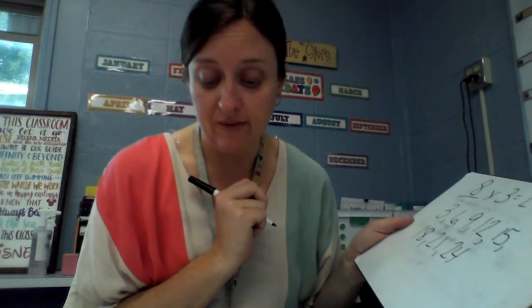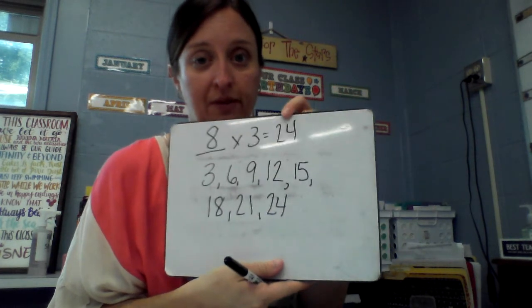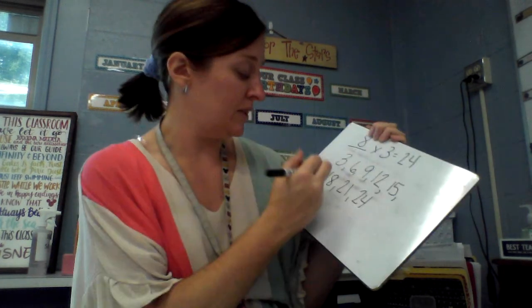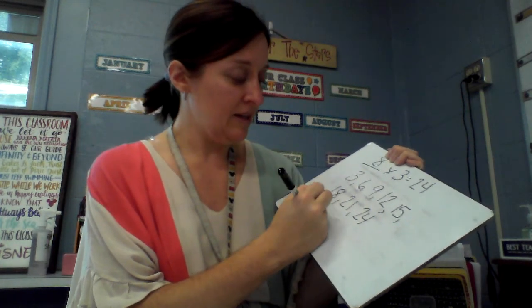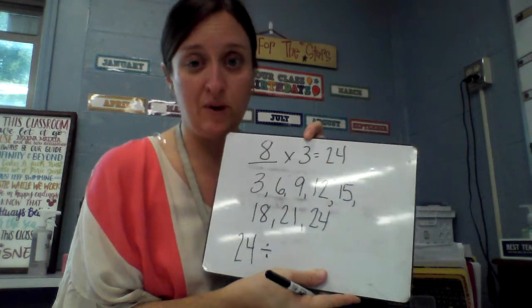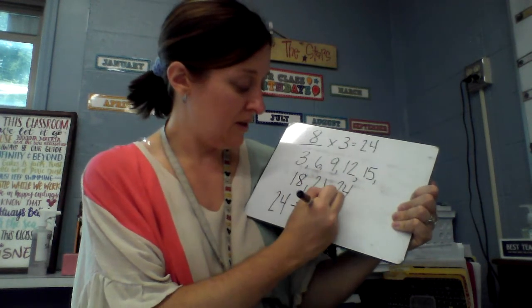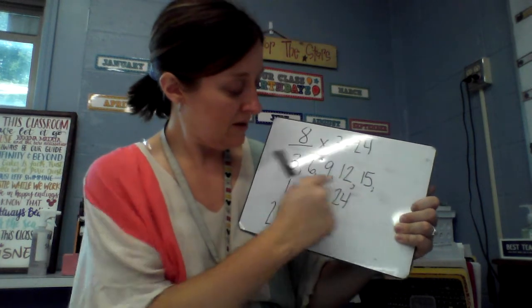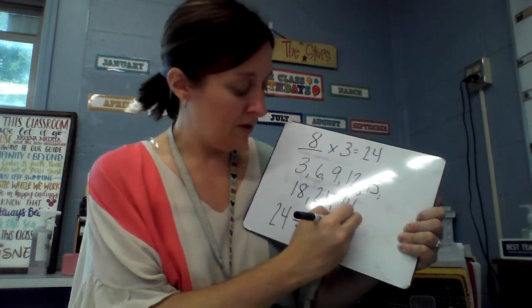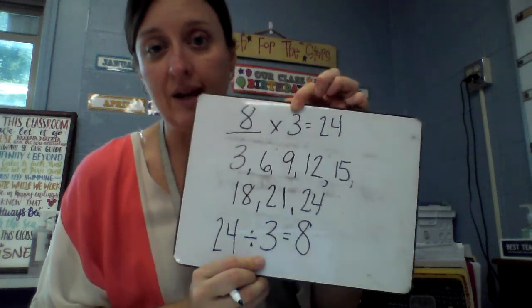I could write this as a division sentence. I started, and this is going to be the first number of my division problem, with 24. I divided it into groups of 3. That's why I skip counted by 3s, because it was groups of 3. And when I count, that gave me 8 groups of 3s.